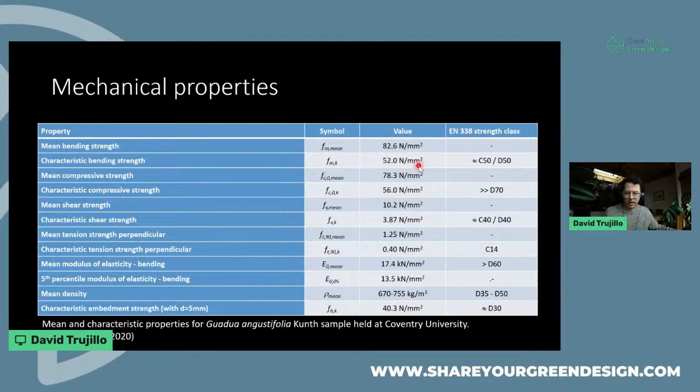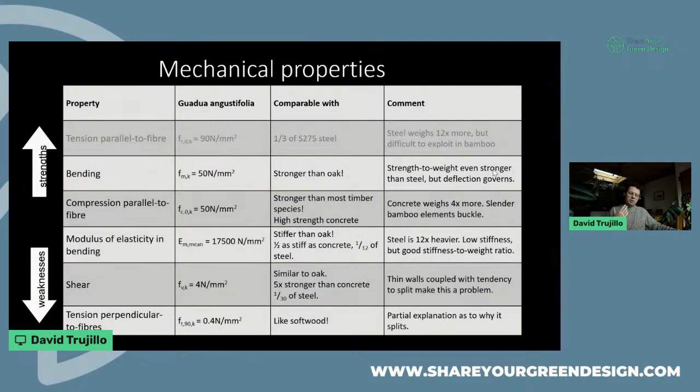This is in newtons per millimeter squared, or megapascals. And that places it in the same ground as pretty impressive pieces of timber. For those of you who are familiar with timber, this is a very good oak. But oak takes about 80 years to grow. So we're talking about a material whose properties are mostly similar to those of oak. Some are better.